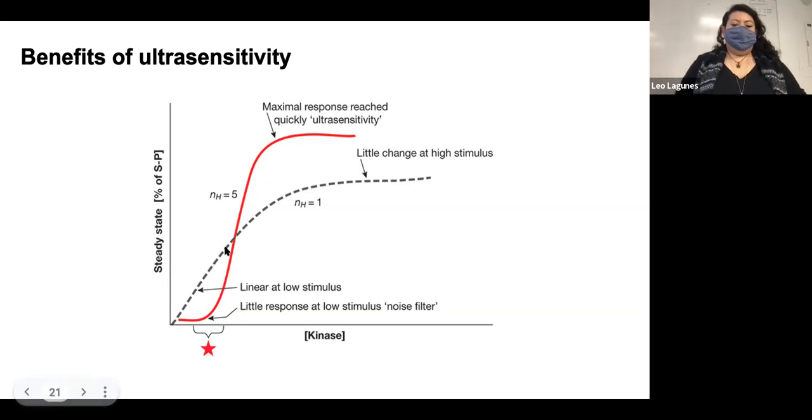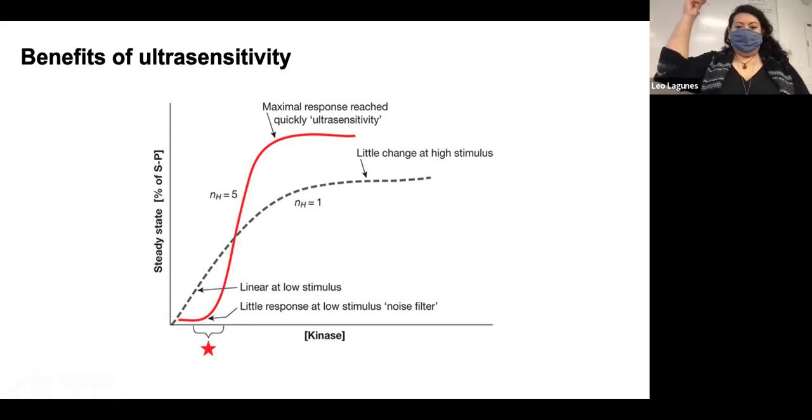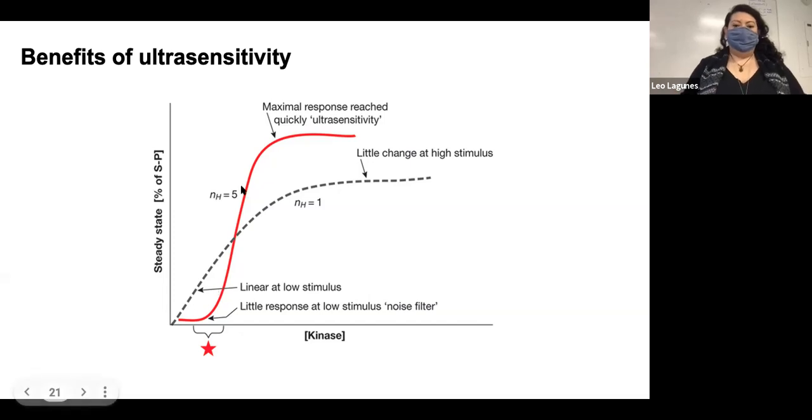It's positive. So what happens if we have ultrasensitivity is that a protein won't respond if there's not enough kinase or enough enzyme or enough of the input. And that's a benefit, because you don't want to be responding if there's background noise of some transcription factor. You only want to respond if you mean it. Ultrasensitivity is one of those ways in which we can do that, because we have little response if there's noise or if there's not enough input. But there's a quick response, it's fast at responding once you pass that threshold.